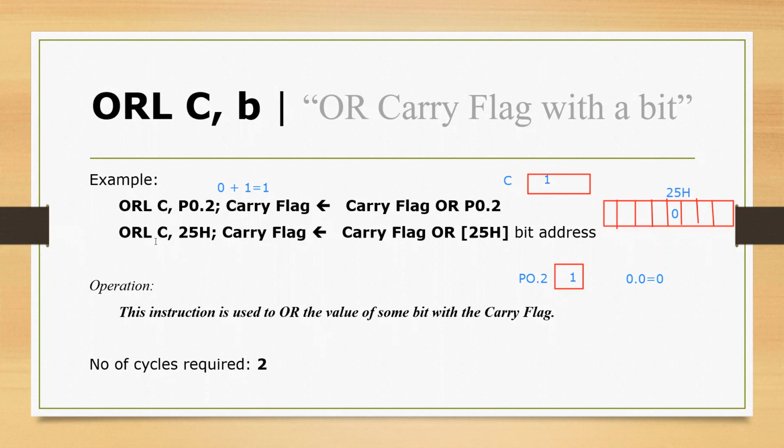Next operation, ORL C, 25 hex. So we are ORing the value in the carry flag with the value in the 25 hex bit addressable memory location. The value in the 25 hex location is 0. So 0 plus 1 gives the answer 1, and this result is stored in the carry flag. So this instruction is used to OR the value of a bit with the carry flag.